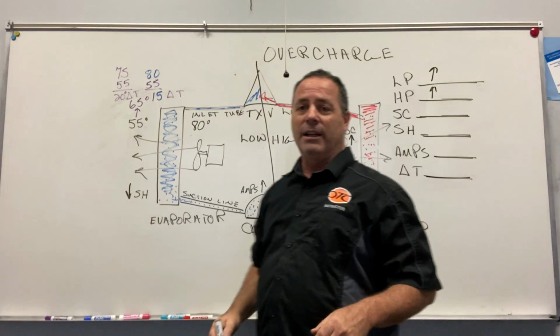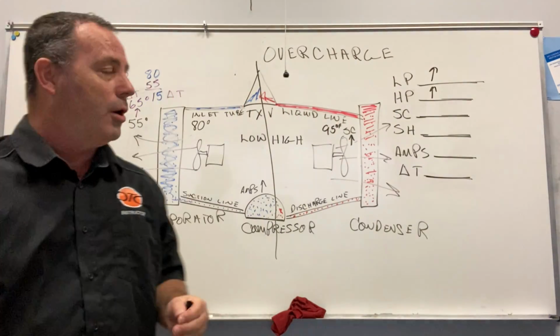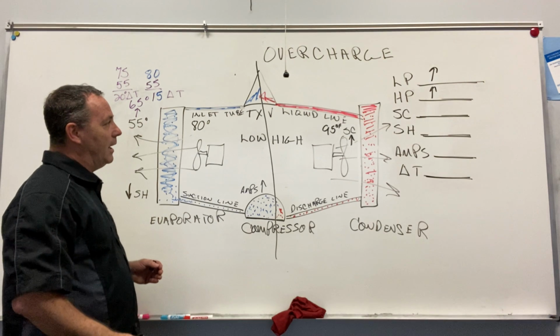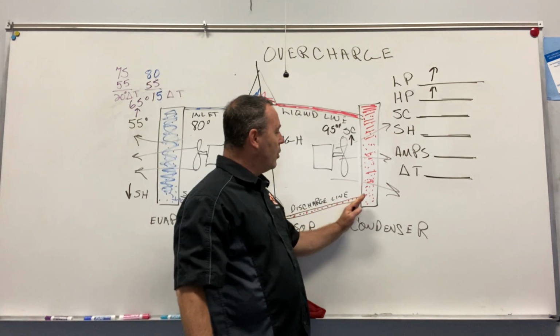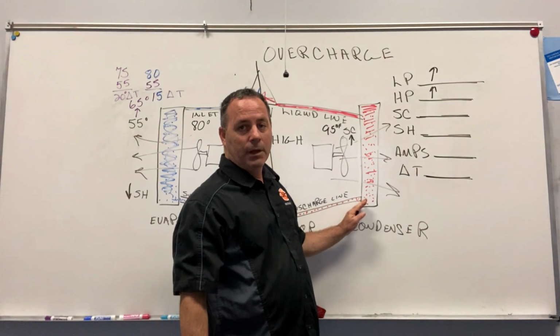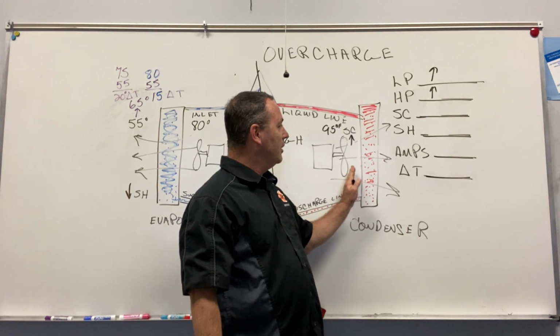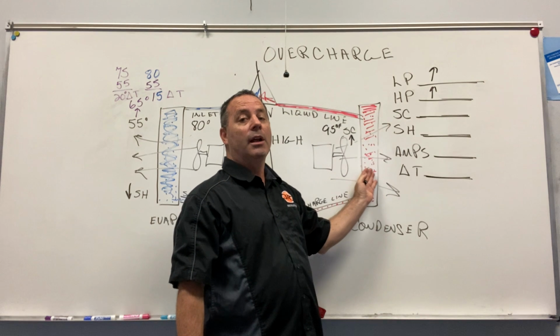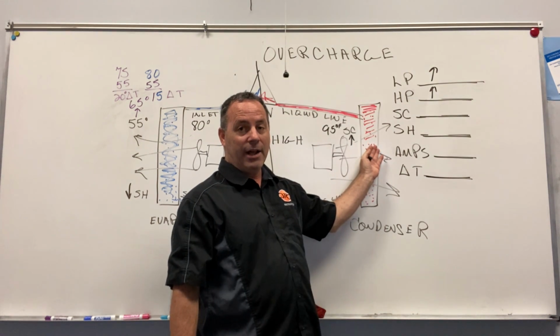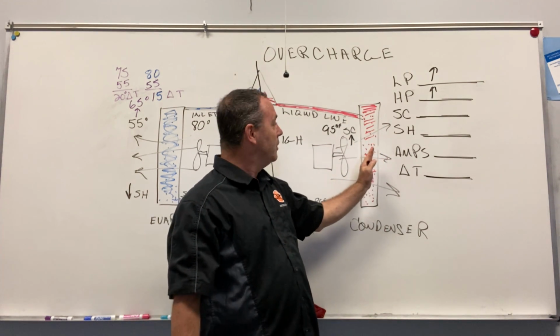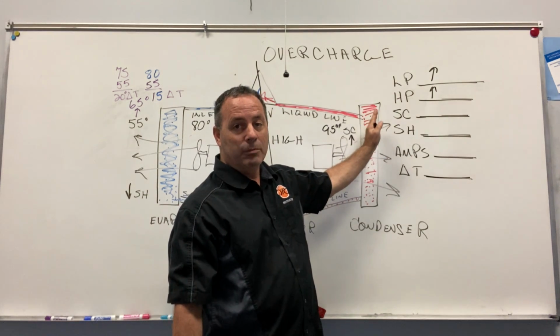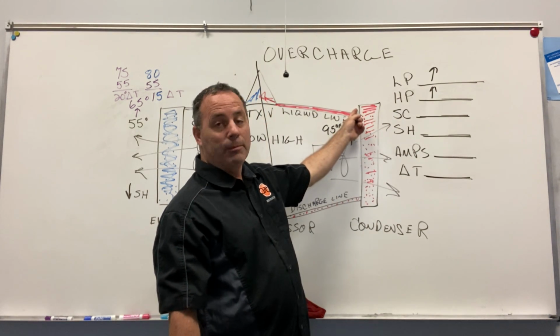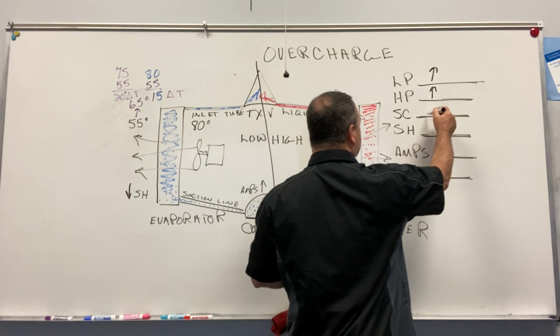So you're going to automatically, with an overcharge, have higher than normal pressures. Okay? Now, you have more refrigerant in the system. So in the condenser, when it's getting rid of its heat, you're going to have more refrigerant, more liquid coming out of the condenser. More refrigerant condensing means more liquid, so your subcooling is going to be greater.